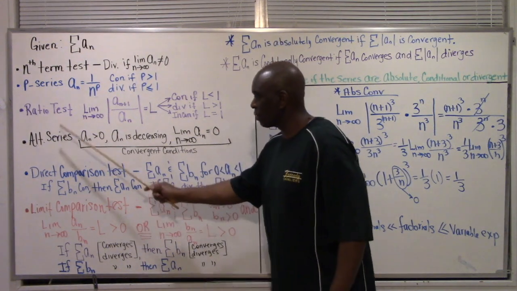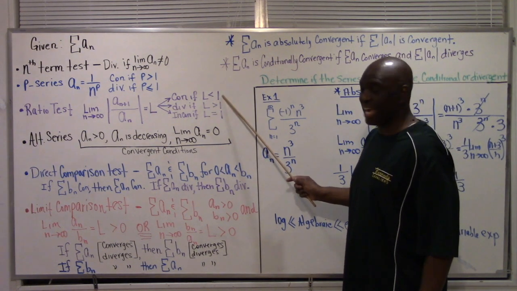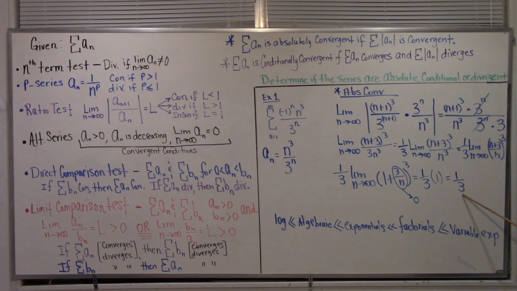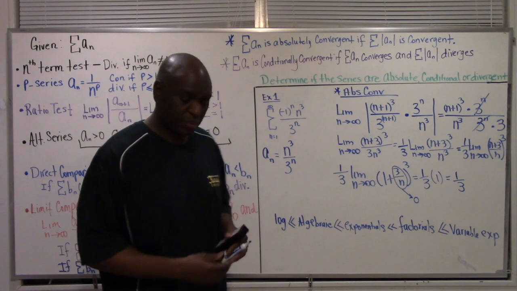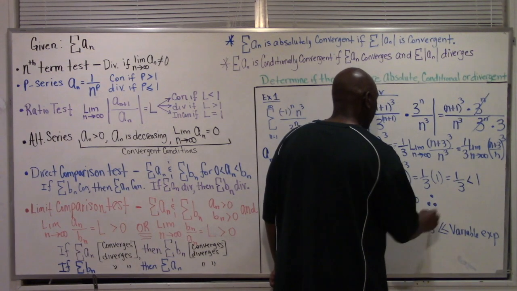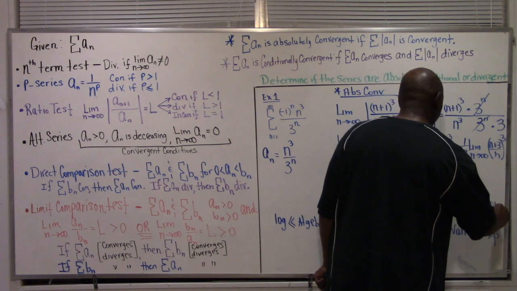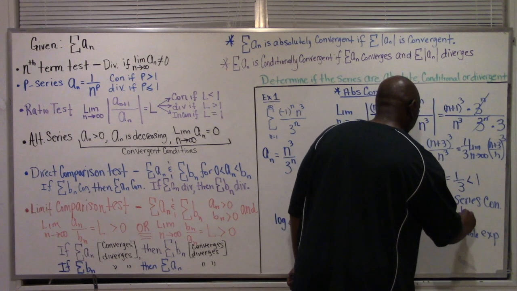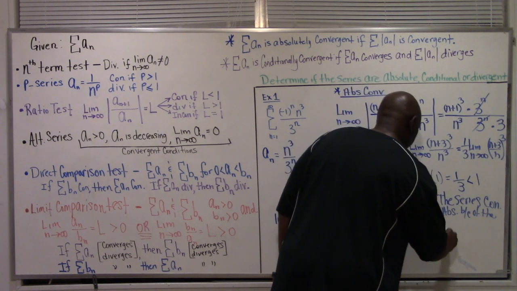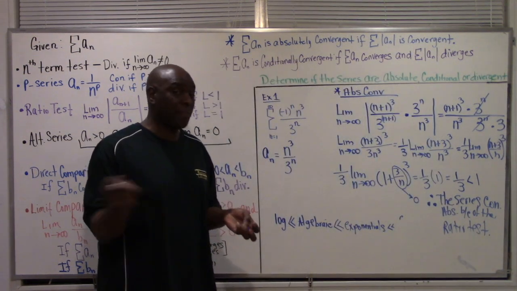Now, go back to the ratio test. The ratio test says, here it is right here, if the limit is less than 1, we have convergence. Our limit here is 1/3. It converges, and it converges absolutely. So 1/3 is less than 1. Three dots, therefore, that's what three dots mean. Therefore, the series converges absolutely because of the ratio test. There you go.